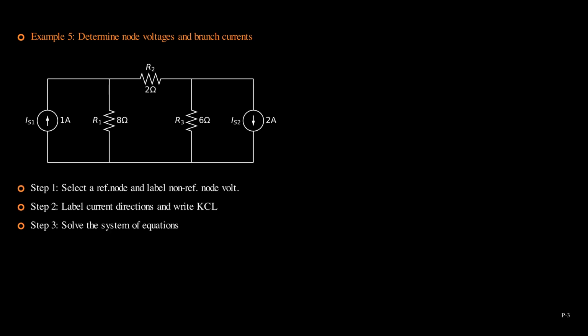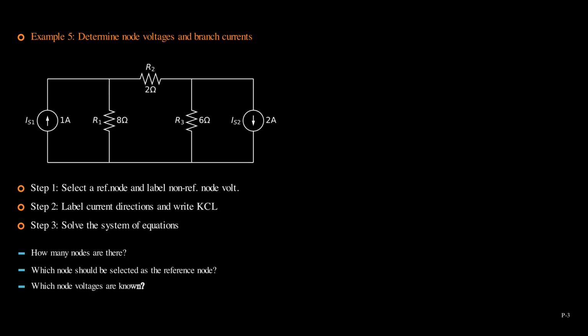Again, our usual questions. How many nodes are there? Which node should be selected as the reference node? Which node voltages are known? Which node voltages are not known? Pause the video and think about those questions. I am going to go a little faster. Let's go ahead to select the reference node and label the current directions.